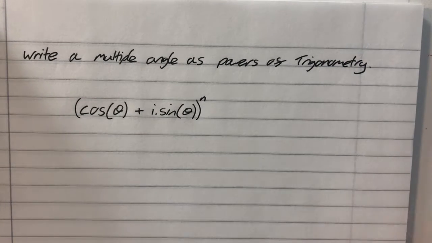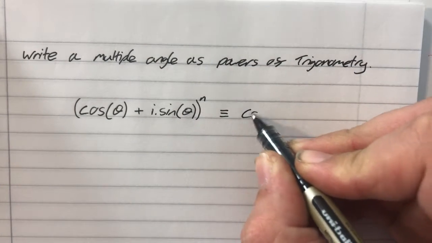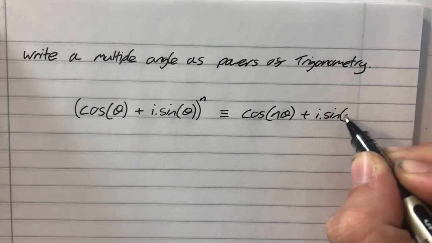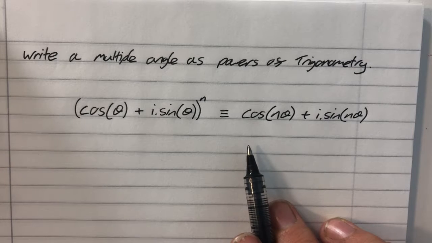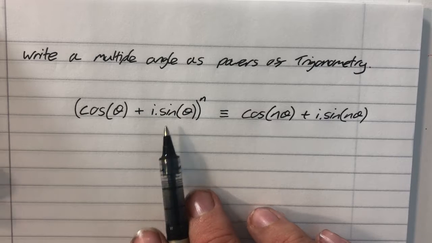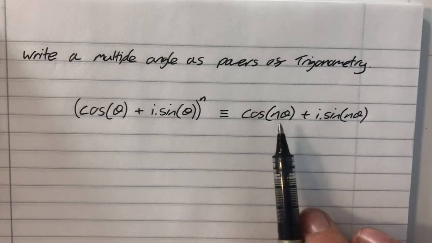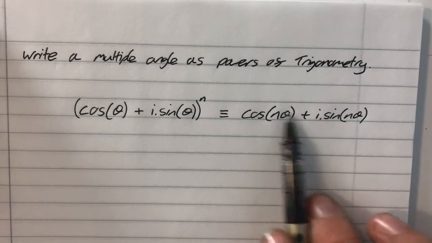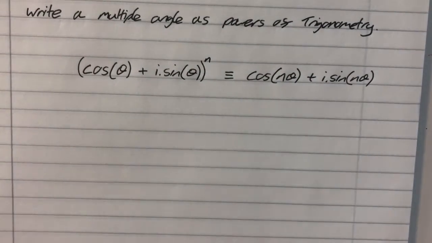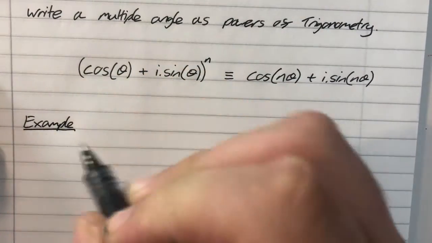And what I'm going to do is use De Moivre's theorem on this. So that is identical to cos of n theta plus i times sine of n theta by De Moivre's. And I can also expand this using the binomial expansion. And then once I've got the binomial expansion, I can equate the real parts and the imaginary parts to what's over here, and that will give me a trigonometric identity for multiple angles of either cos or sine. That's the general process. So let's have a look at a particular example.